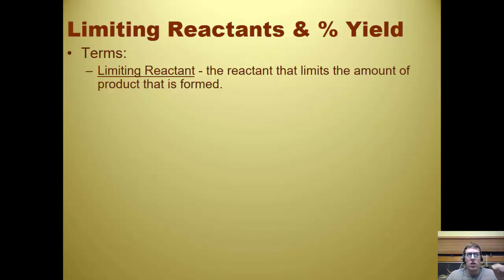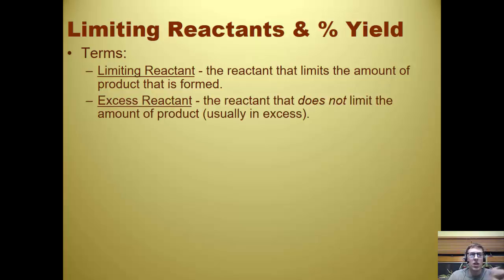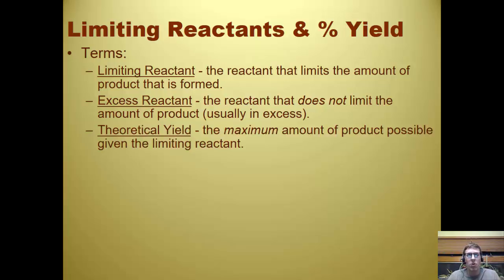First, some terms. Limiting reactants are the reactants that limit the amount of product that is formed. That's an actual reactant that's going to come from the equation. Excess reactant is the reactant that does not limit the amount of product. It's in excess. You have extra. You have more than you need. It'll be left over. Theoretical yield is the maximum amount of product possible given the limiting reactant. So the theoretical yield and the limiting reactant are not the same thing. The limiting reactant determines the theoretical yield, but they're not exactly the same.